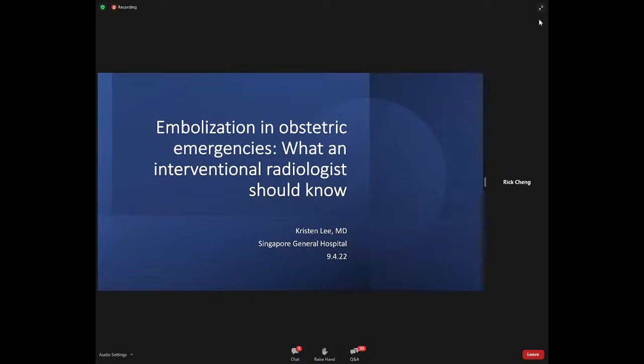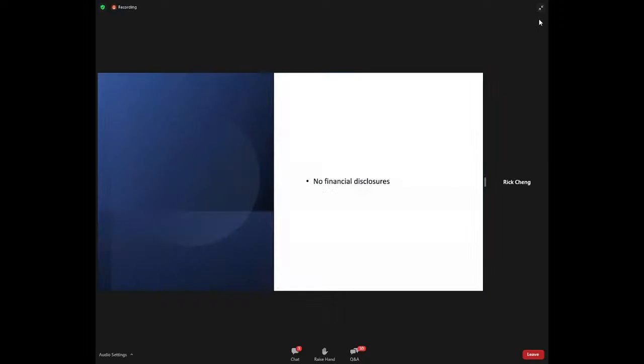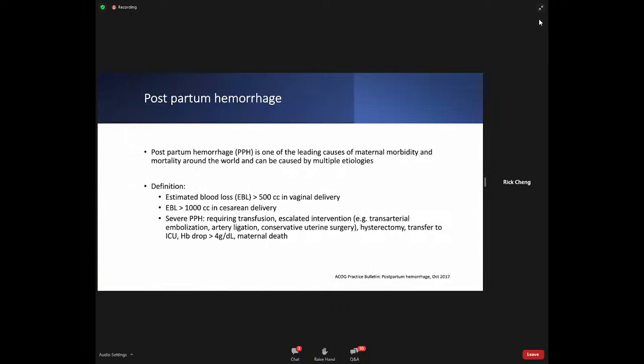I'll be discussing embolization in obstetric emergencies, what an interventional radiologist should know. The most common obstetric emergency that IR often encounters is postpartum hemorrhage. It is one of the leading causes of maternal morbidity and mortality worldwide and can be caused by multiple etiologies.